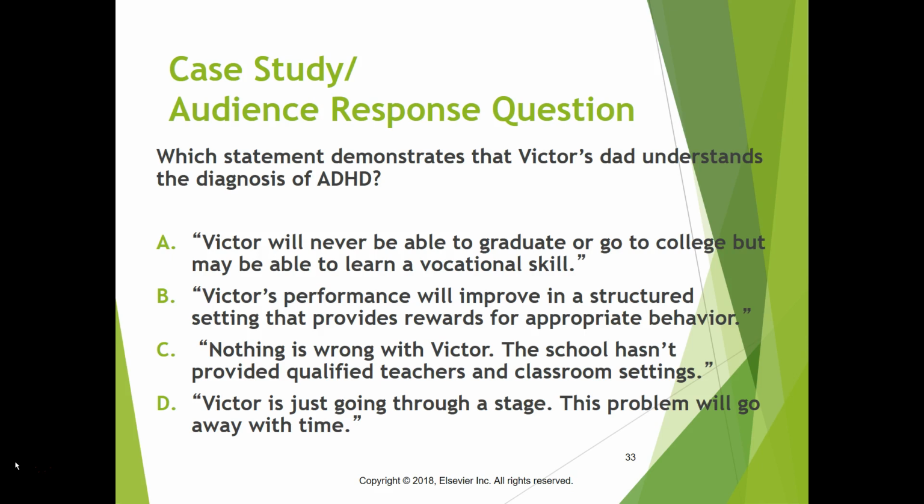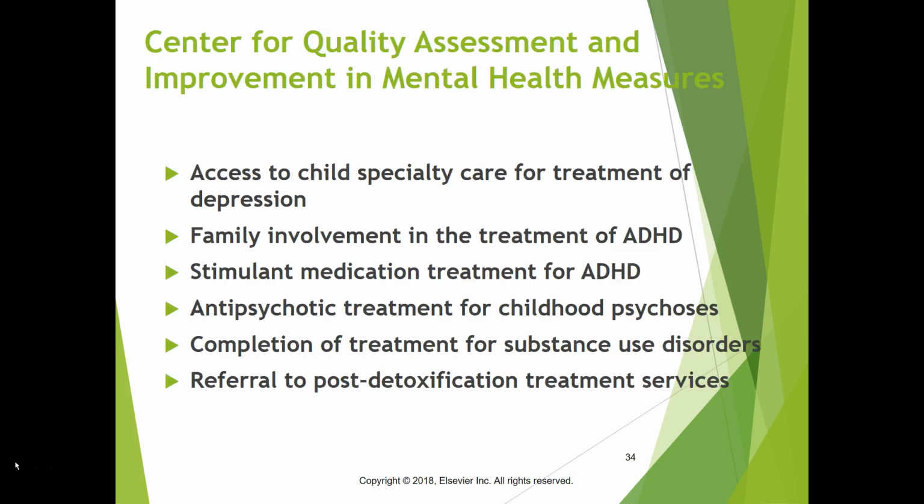So, case study, audience response question: which statement demonstrates that Victor's dad understands the diagnosis of ADHD? A, Victor will never be able to graduate or go to college, but may be able to learn a vocational skill. B, Victor's performance will improve in a structured setting that provides rewards for appropriate behavior. C, nothing is wrong with Victor. The school hasn't provided qualified teachers in classroom settings. Or D, Victor is just going through a stage. The problem will go away with time. So I'm hoping that you're picking B, because some of the other statements really could indicate that the parent is in denial, or perhaps that they just don't understand the diagnosis at all and think that it isn't anything that can be dealt with or improved.